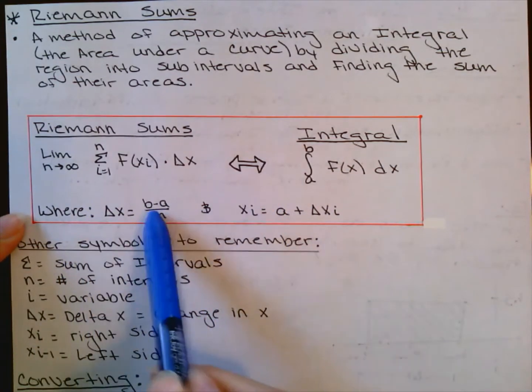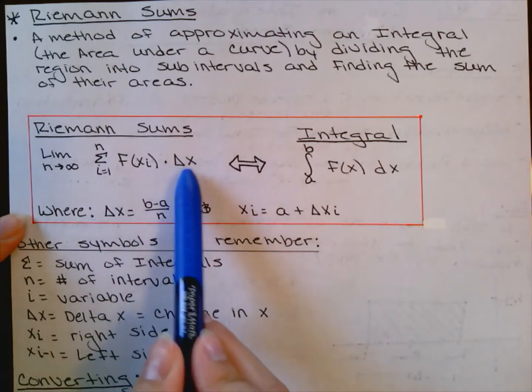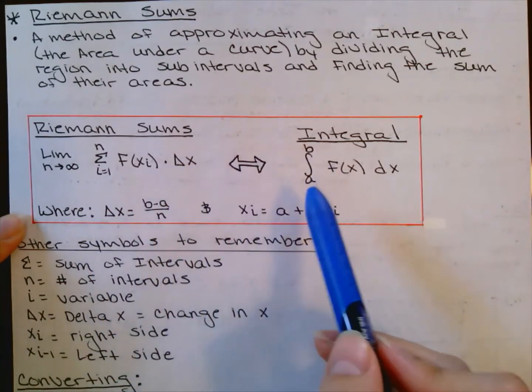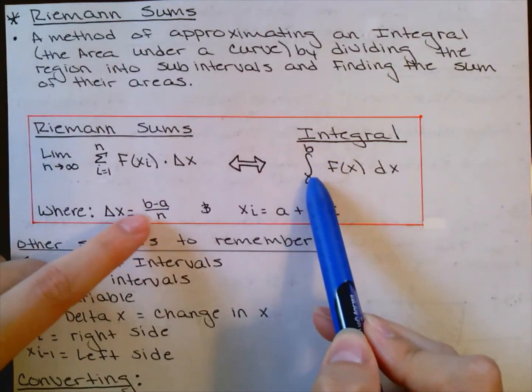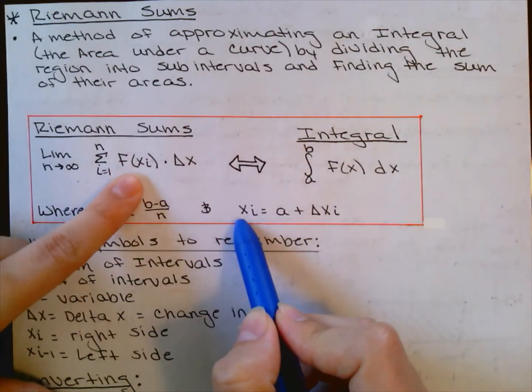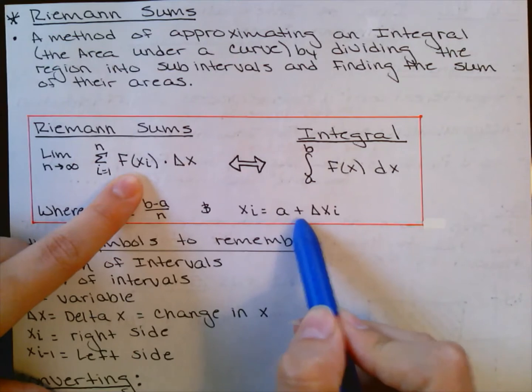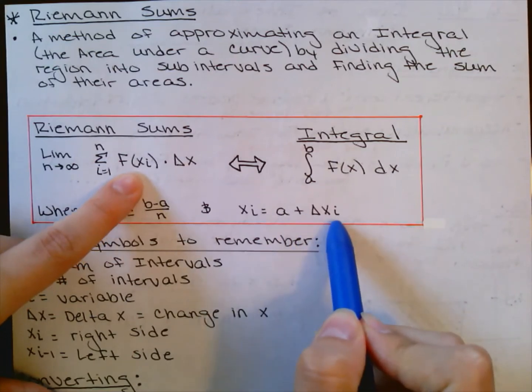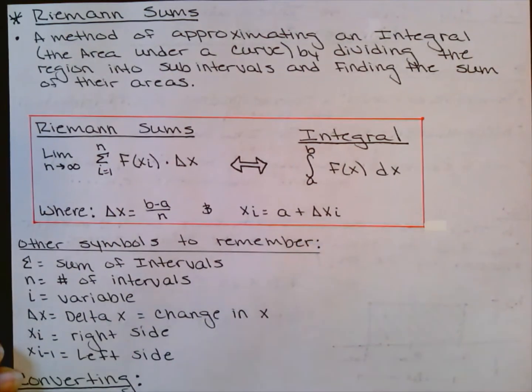And then these two are going to be very important for converting, where delta x is found when we convert by doing b minus a divided by n, and x sub i is a plus delta x times i. Okay? This is a lot of letters, lots of variables. It seems so much more confusing than it is. Wait till we convert and you're going to see it's not that bad.